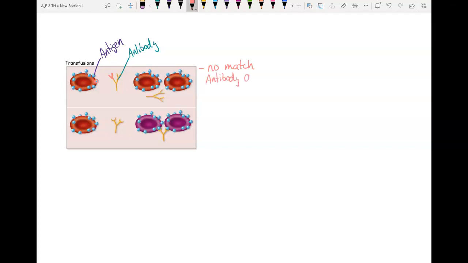The antibody does not fit to the antigen. So the antibody leaves the blood cells alone. So we could say that this is an A antigen and that the antibody is a B antibody. They don't fit together, so they leave each other alone, and everything's fine. That's what you want. You want your antibodies leaving your cells alone.